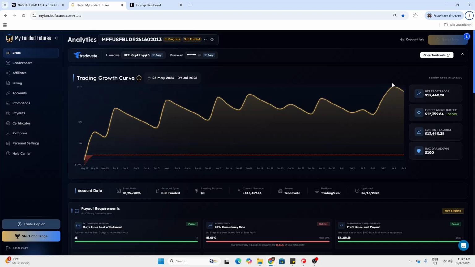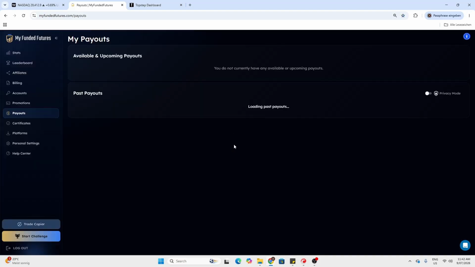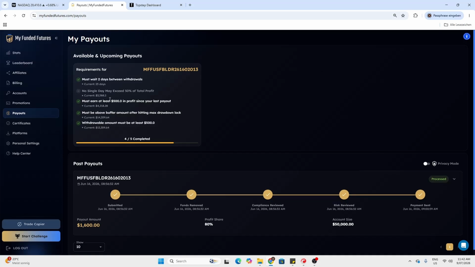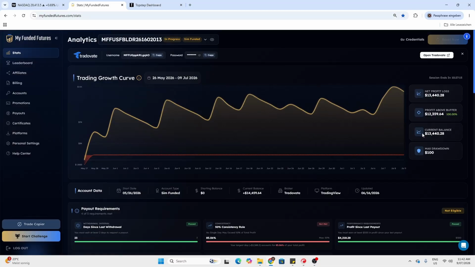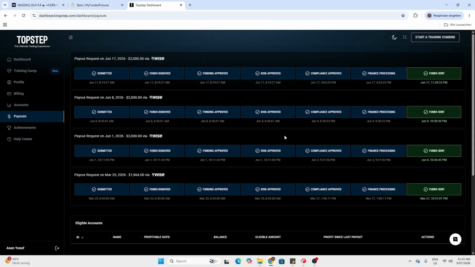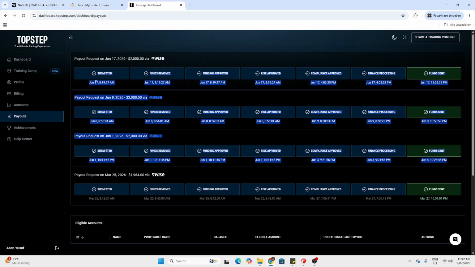So just to show you guys the results, as you can see, my sim funded account with my funded futures, I have $13,000 profit sitting in there, and I already requested a $2,000 payout from this account. So this account, I have made more than $15,000 profit, and for my TopStep account, as you can see, I have requested $6,000 payout since June by trading this strategy.